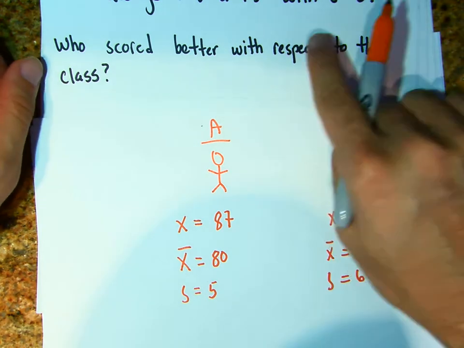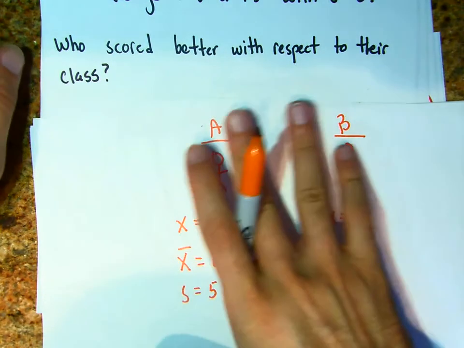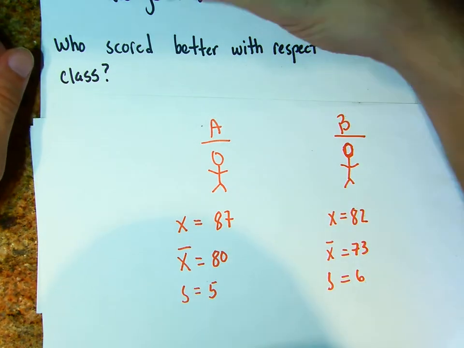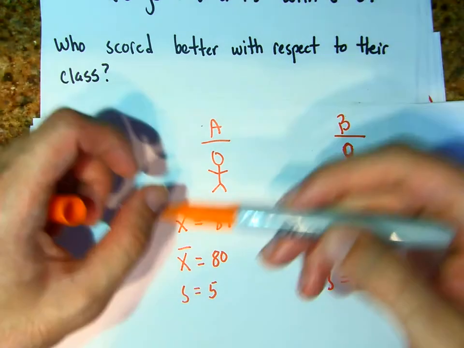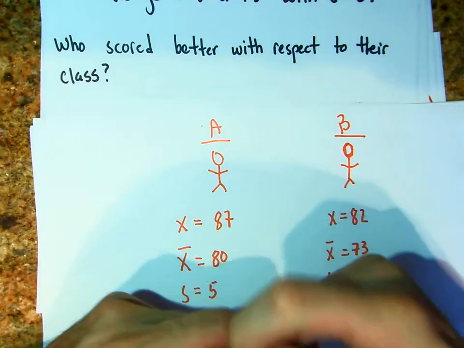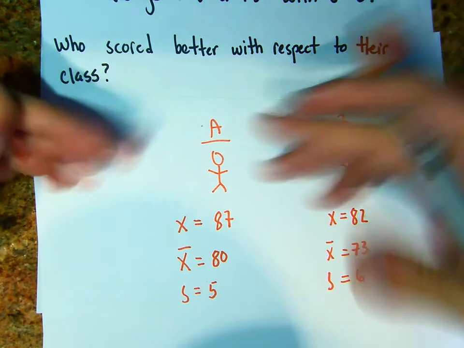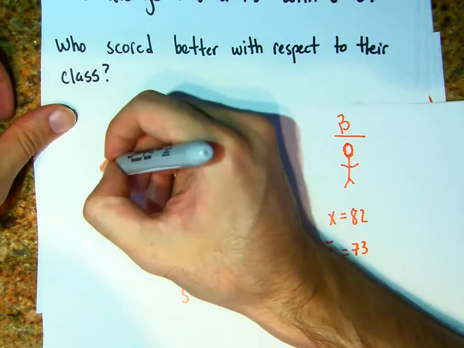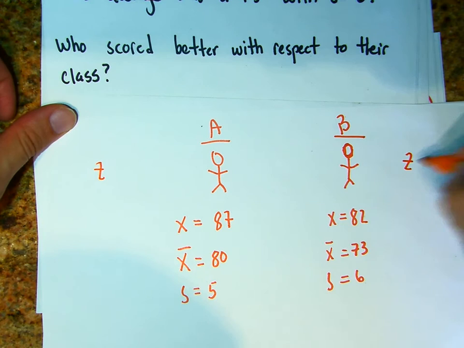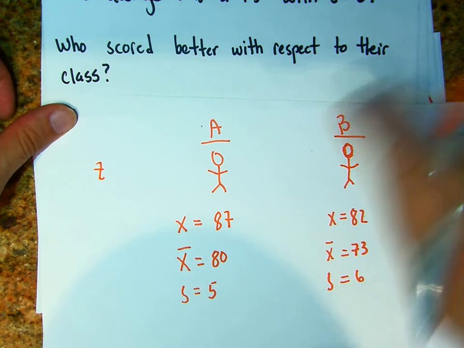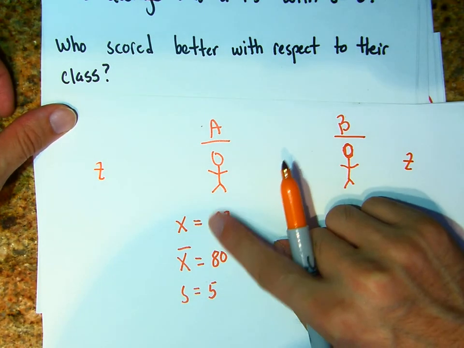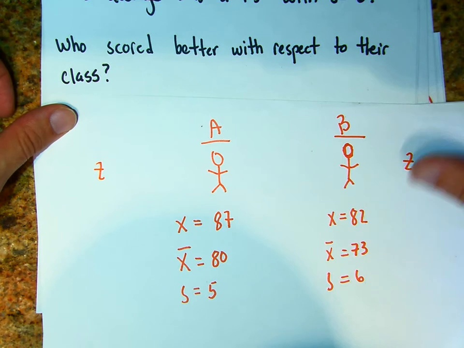Okay, now don't rewind and pause and see what I wrote. What I want you to do is take your time. Who scored better with respect to their class, right? How would you solve this question? The idea is, if you pause the video and you want a little hint, get the z value for each one of these students. What is the z-score for this student's exam within their class, and what's the z-score for this student?